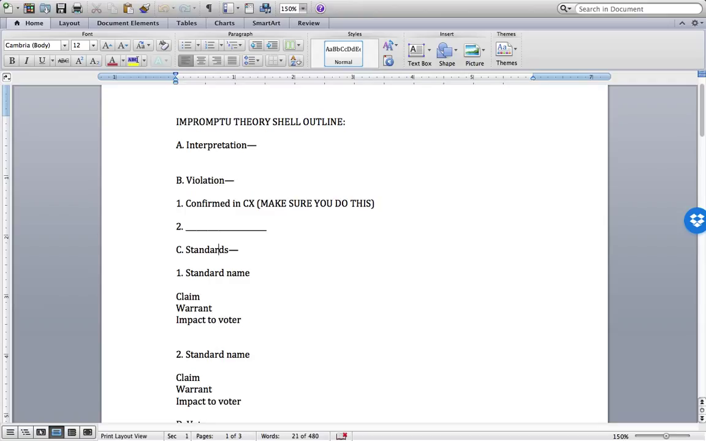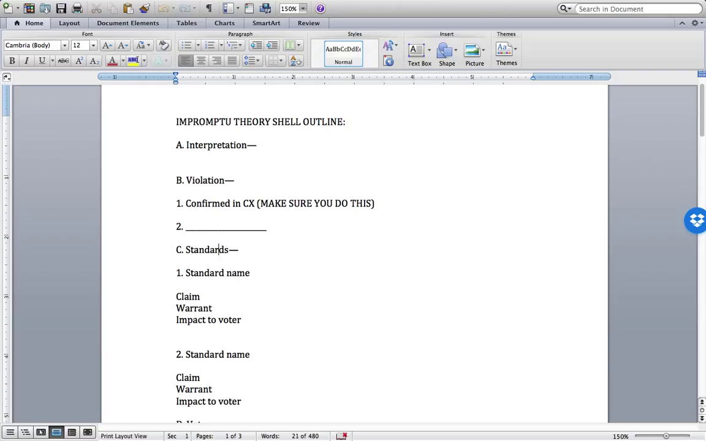Okay. Cool. And here's the other big conversation we need to have, is what should your flow look like when you're impromptuing something? I would just write the name of the standards. I would not write down the warrants. The warrant should be in your mind. Does that make sense? Yeah. Cool.